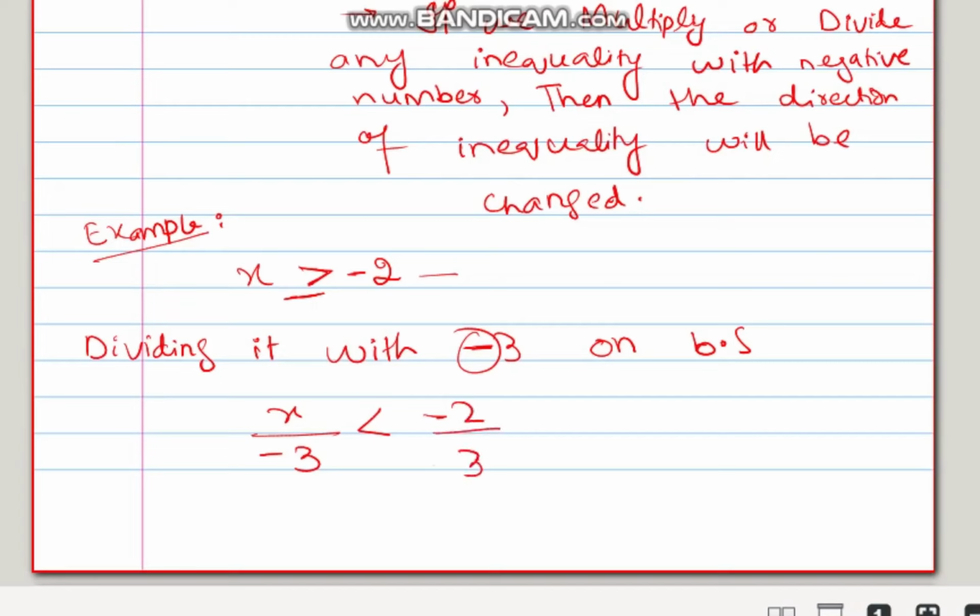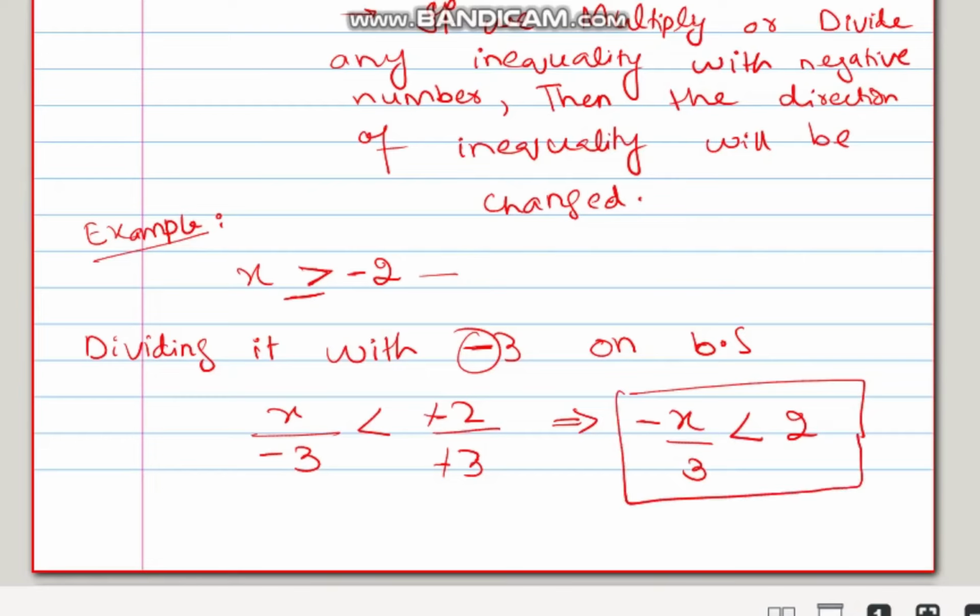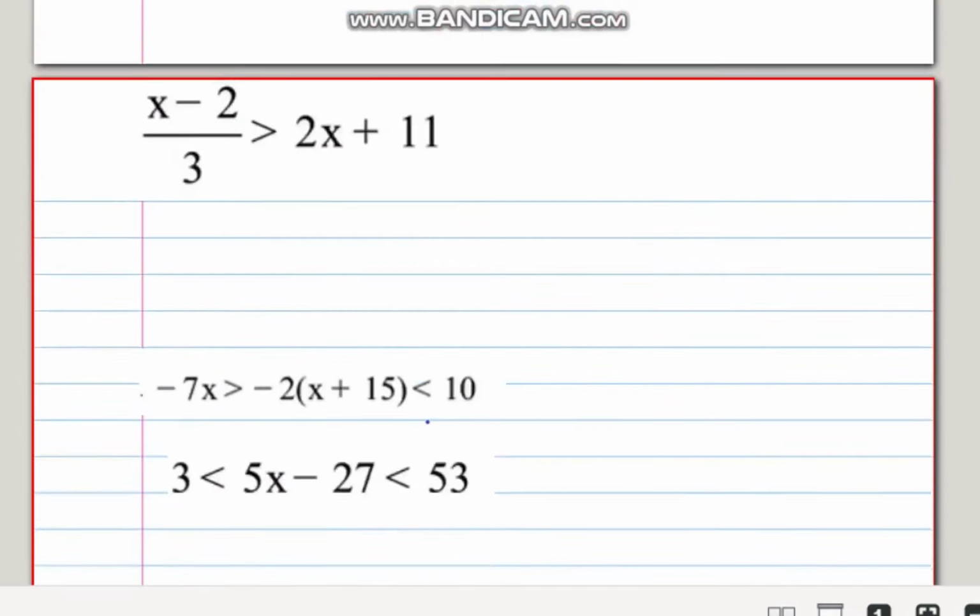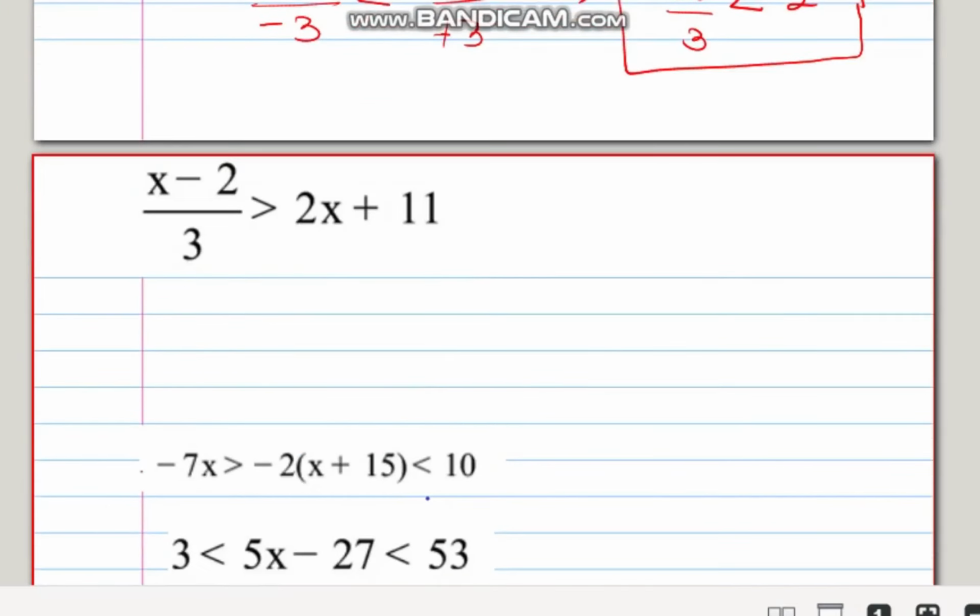Now if you want to simplify it further, we can do that easily. This minus will be cancelled out, and the minus can be written here also. So in the next part, we can also write it as x is less than 2 divided by 3. So this will be your final inequality. Please, these are some important points, and these are very easy and very simple things.